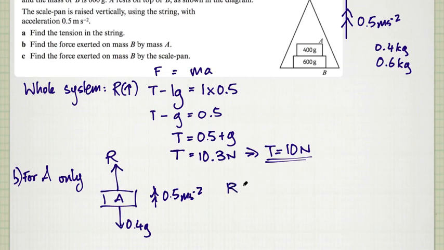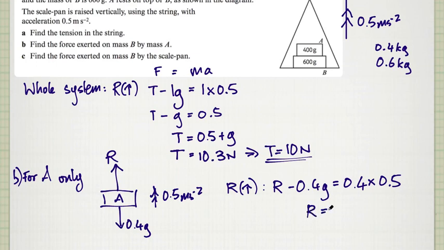So again, resolving vertically, I have upwards R, force equals mass times acceleration. Forces are R minus 0.4 g is the mass, which is A on its own, 0.4, times the acceleration, 0.5. And that gives me R equals, doing these calculations, 0.4 times 0.5 plus 0.4 times 9.8 gives me 4.12.